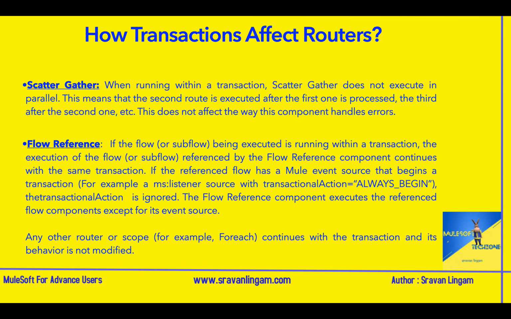How about flow reference? Now if the flow or subflow is being executed within a transaction. Whenever I say how transactions affect routers, I mean that if you are enabling the transaction, that is the behavior. In the first one, scatter gather, I told you it will execute one after another, right? That means only when you are enabling the transaction. If you are not enabling the transaction, again it will run in parallel.